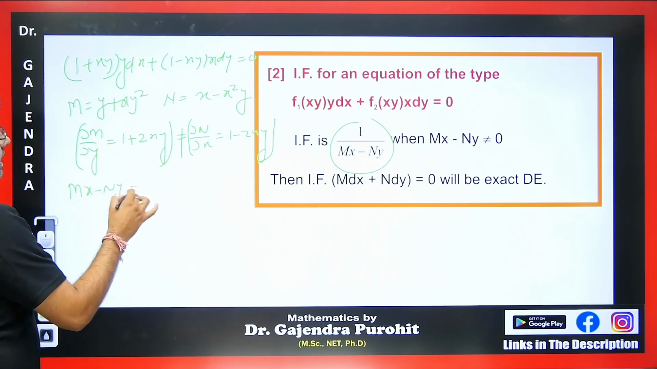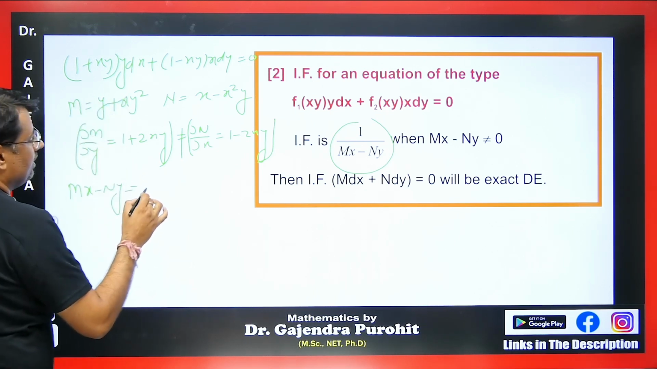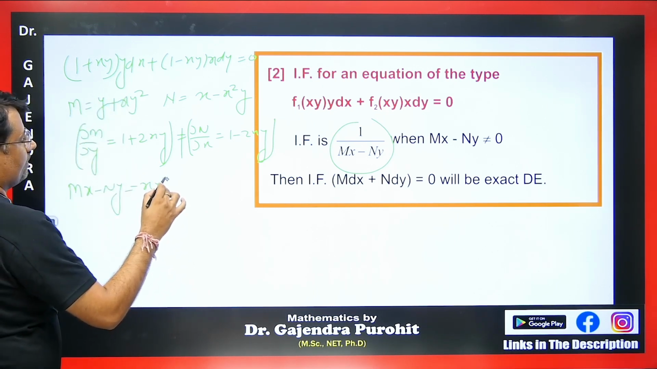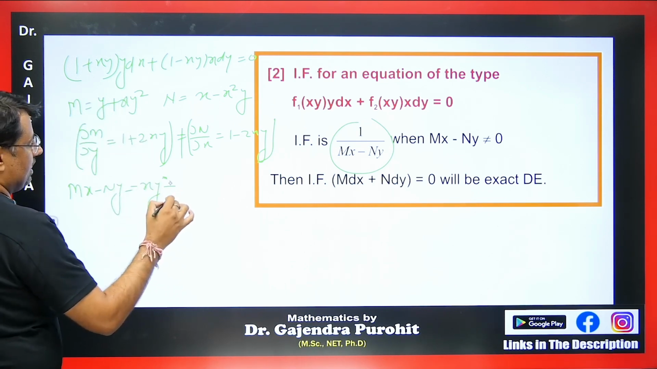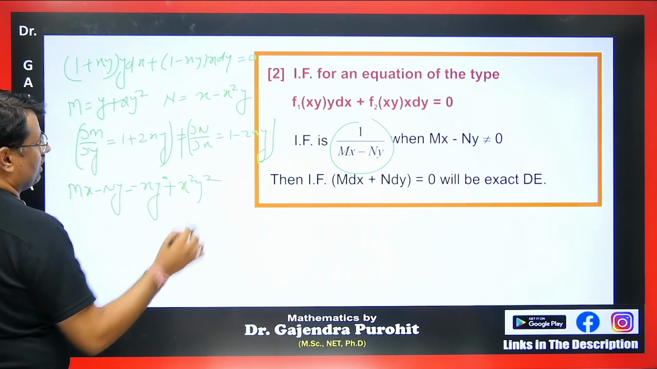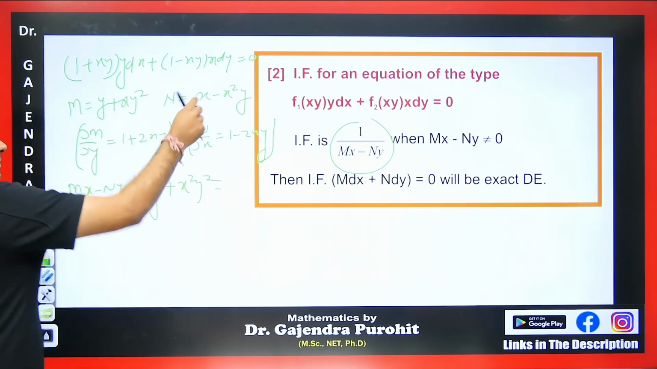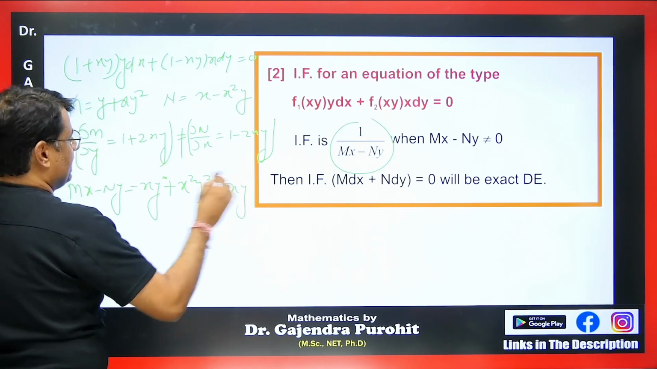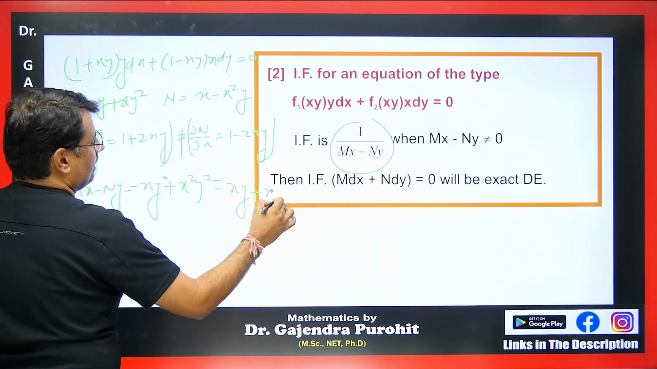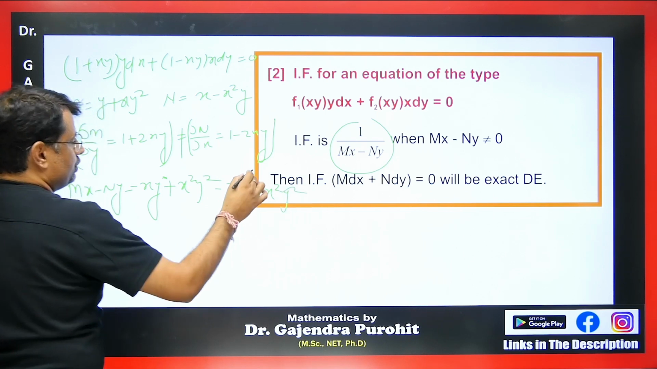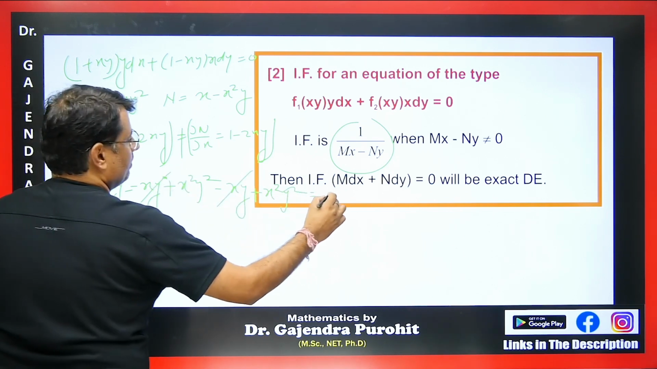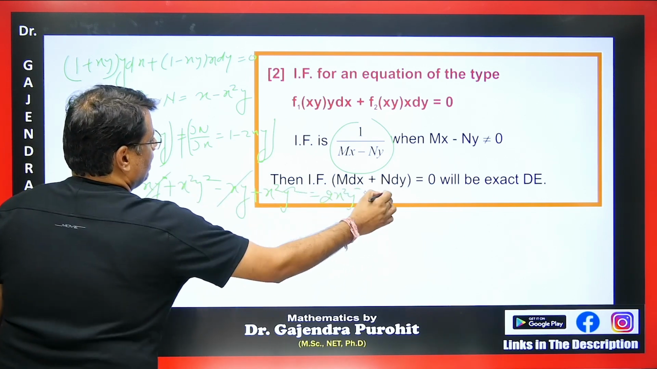First, we will find mx minus ny, multiply m with x. So we will get xy, right? If we multiply by x, we get plus x square y square minus ny. So we will multiply by y. This will be minus xy. Minus and minus will be plus. This will be x square y square, right? This xy will be cancelled. So this will be 2x square y square here.